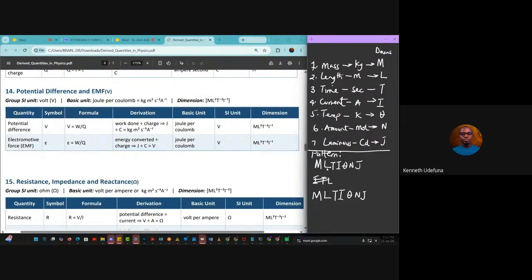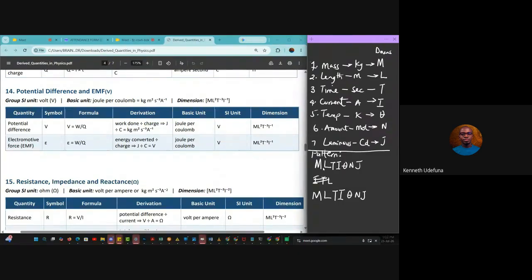I hope you now understand the pattern. If the pattern is not clear, please drop your question in the chat box. If you have a question, drop it in the chat box. I will attend to that.